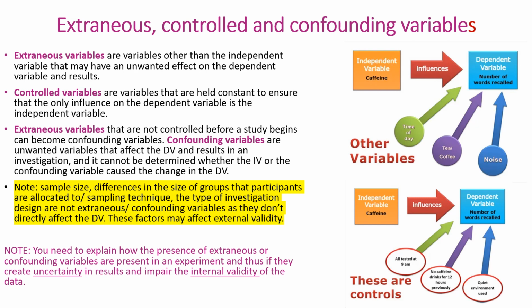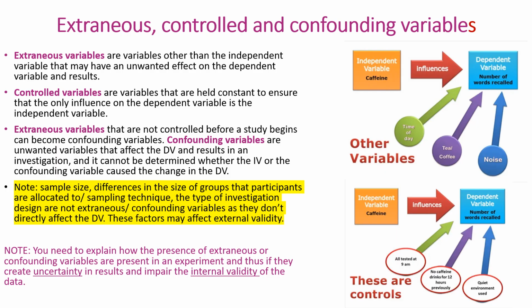But sometimes we can't do that, or we haven't anticipated some of these variables, and that's when we get confounding variables. So this is where we've already run an experiment, and now we're not sure if this other variable has systematically affected the DV. Be careful on things like sample size.